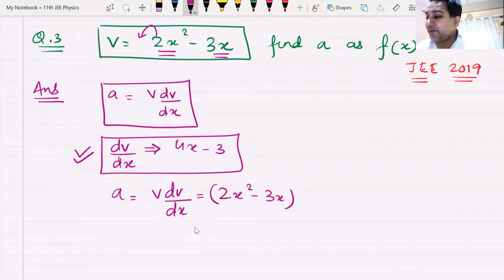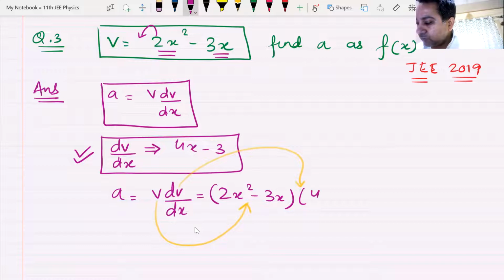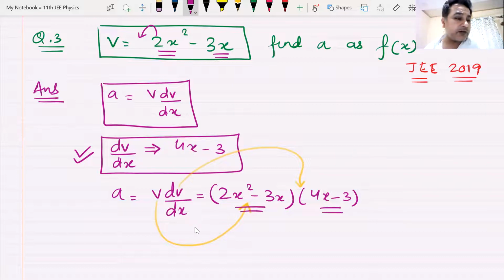V is 2x squared minus 3x. Please listen to me very carefully. This is the value of V. Now just put the value of dV by dx and you are there with your answer. 4x minus... You multiply these two. Whatever you get, I will leave that to you as an exercise. That would be your answer.